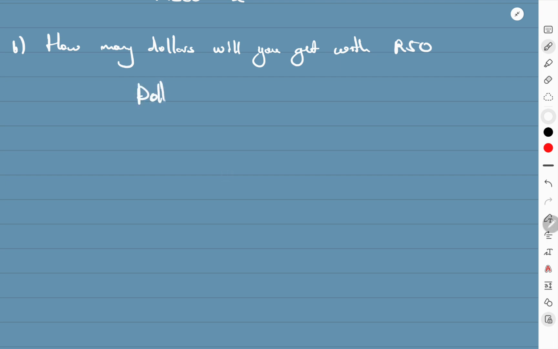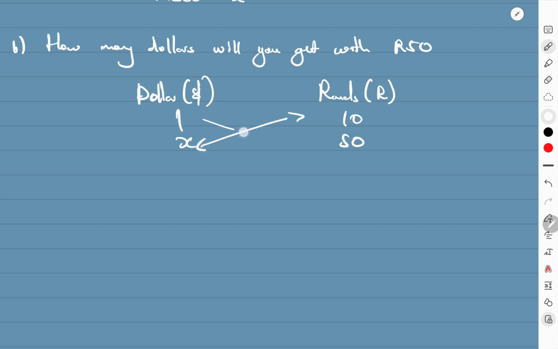I'm going to have my dollar this side with this symbol, and my rands this side with the very same symbol, which is the R. I know that $1 is the same as 10 rands. But then if I have 50 rands, how many dollars do I have? I'm going to put X over there, right? The number that is above multiplies the one that is below, and the one that is below multiplies the one that is above. It means I'm going to have the 1 multiplying the 50, that is going to become 50, and the 10 multiplying the X. It means I'm going to have 10 times X.